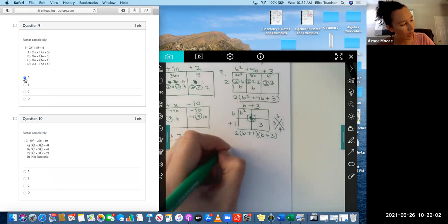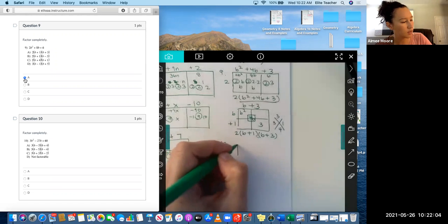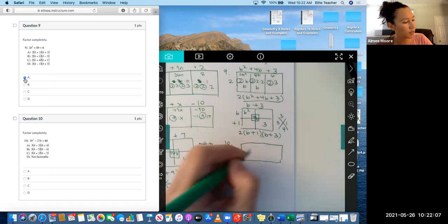All right, and number 10, we're going to do the same thing. This is two-step factoring, so we need to find the GCF first.